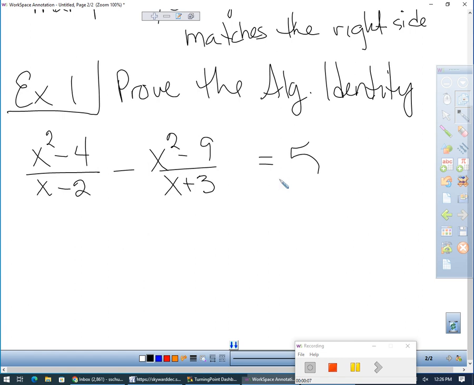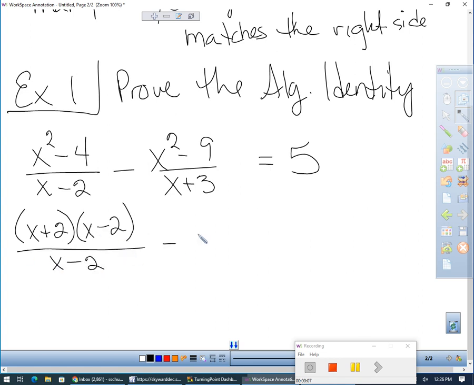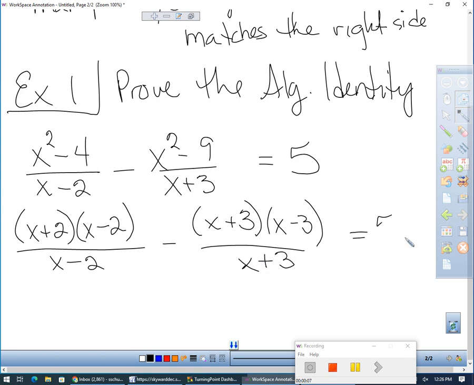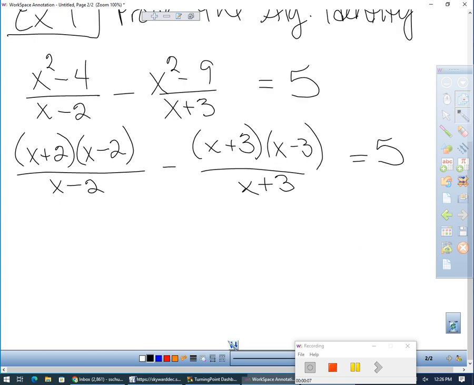So I'm doing any kind of manipulation on the left-hand side I can to change this, work it, whatever. So what do you notice about the two tops of both of those fractions? Perfect. They are both the difference of squares. So this is actually x plus 2 times x minus 2 over x minus 2 minus this one is x plus 3 times x minus 3 over x plus 3. And again, it still equals 5. So what we're trying to do is to change this side to match 5.